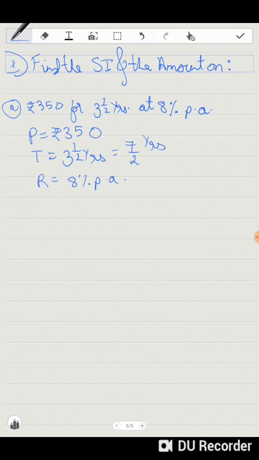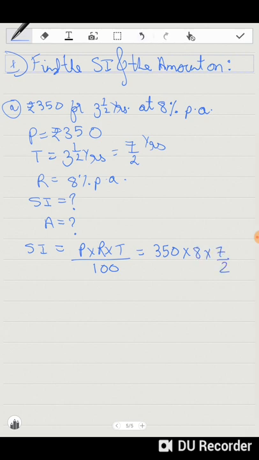So it's good to list down this information always, and also list down what it is that you need to find, so that you don't forget that I need to find both simple interest and amount. So the formula for simple interest we know is PRT upon 100, which is nothing but 350 into rate is 8% into 7 upon 2 whole upon 100.